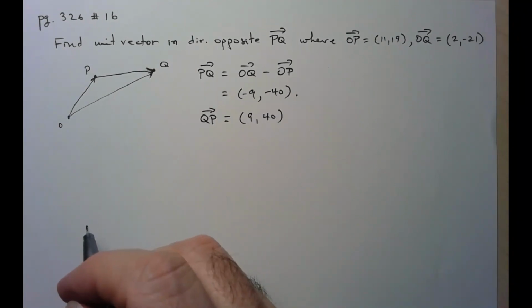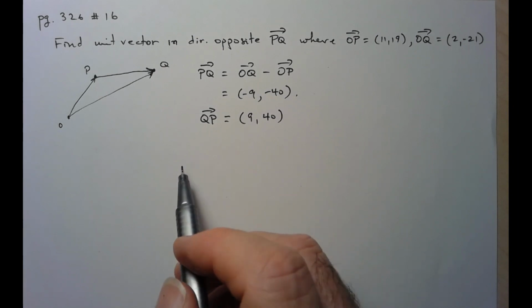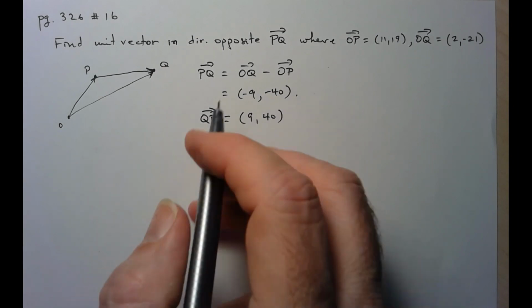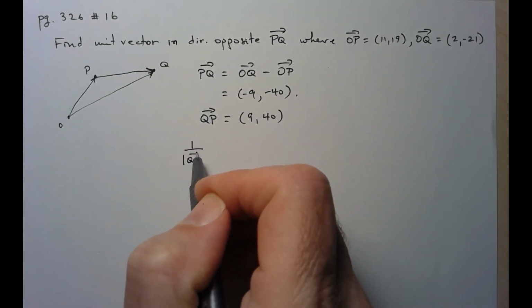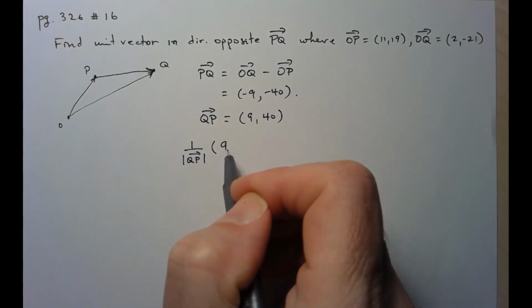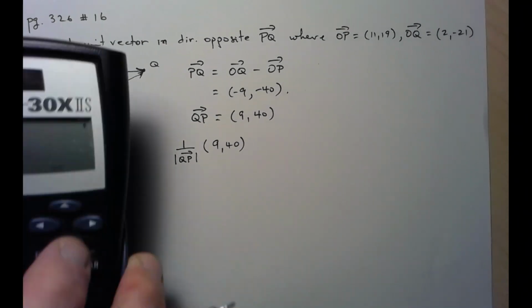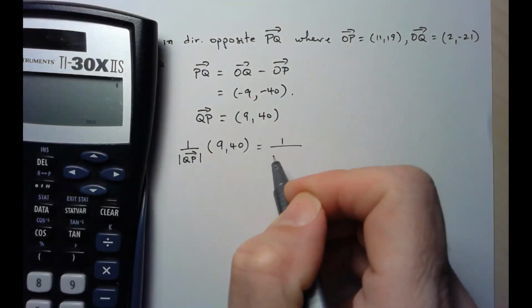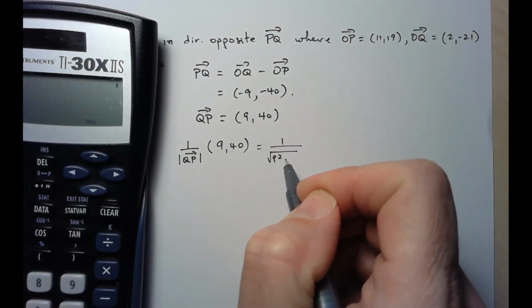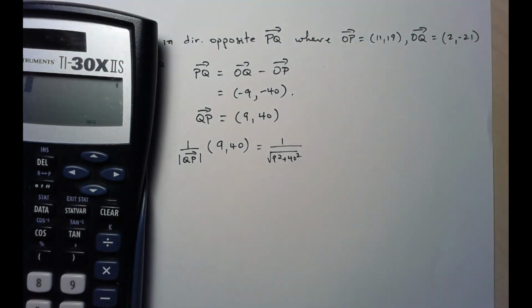And now we have to remember how we take a vector in any direction and turn it into a unit vector. The way in which we do that is to multiply it by 1 over the magnitude of that vector. So here we just have to calculate this one. Let me show some work. We know that the magnitude is the square root of the sum of the squares of the components. So 9 squared plus 40 squared, and we'll take the square root of that.